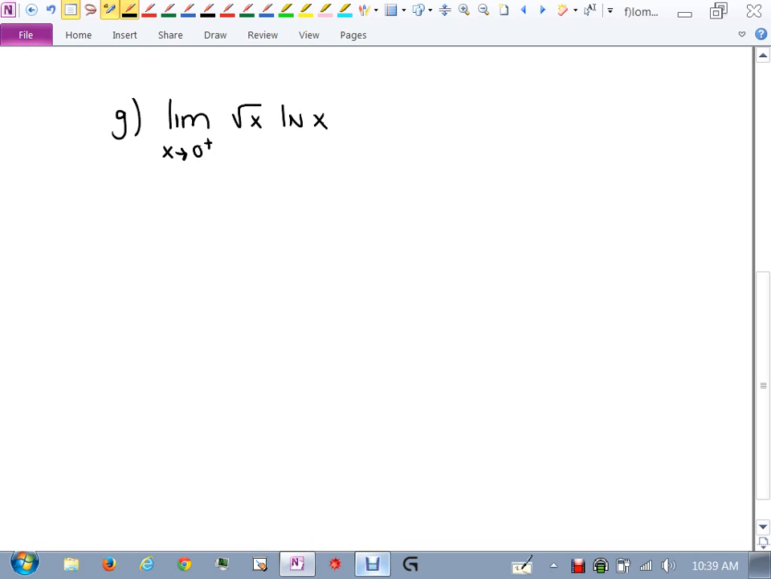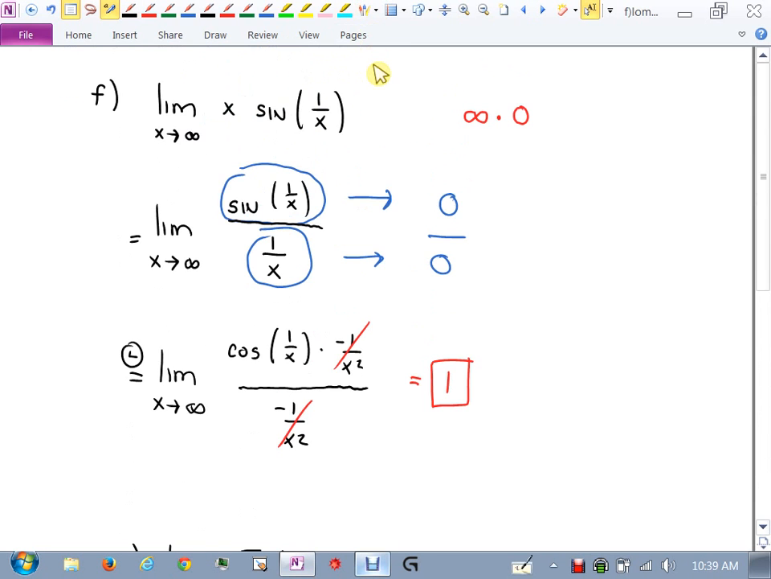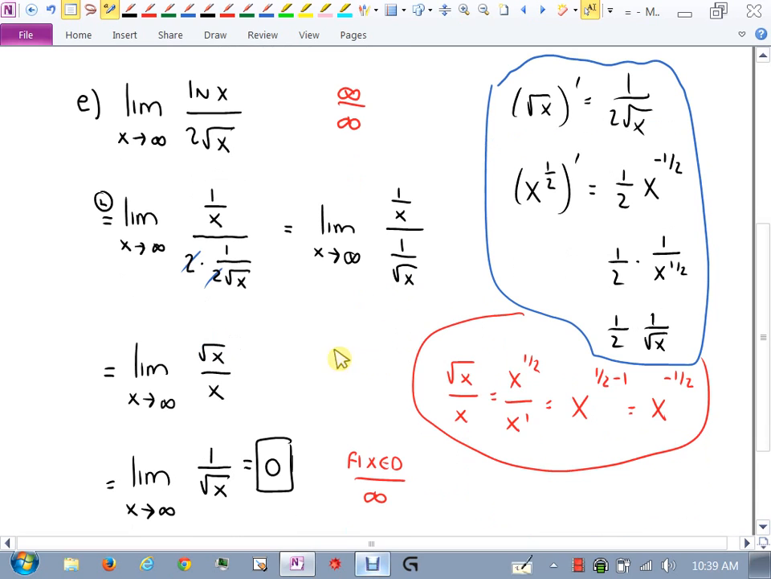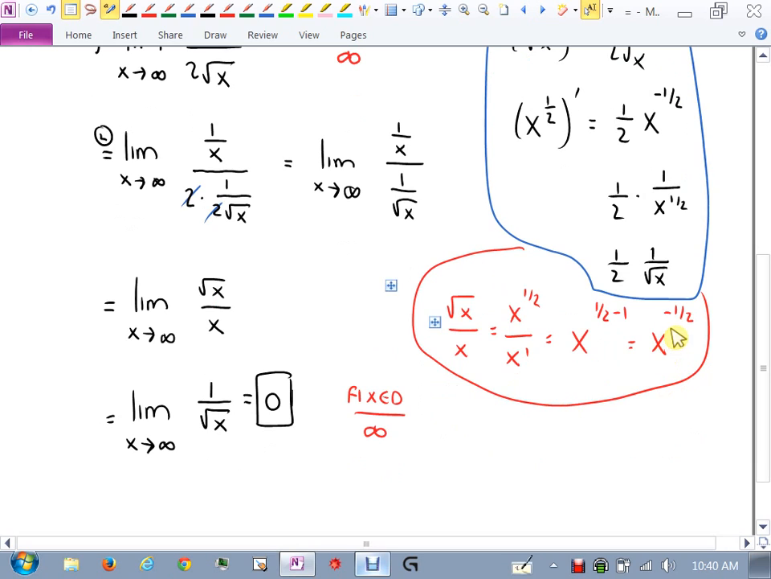That's 0 over 0, though. That's not what we did. No, we did not. When we got here, right here, we flipped the fraction because these are both powers of x. So I flipped it and made it this, and then went over here and figured out what that was algebraically. Square root of x over x is this, which is this, which is this. So you subtract the powers. And then I rewrote that, x to the -1/2 is this. And now it's fixed over infinity, which goes to 0. Got it?